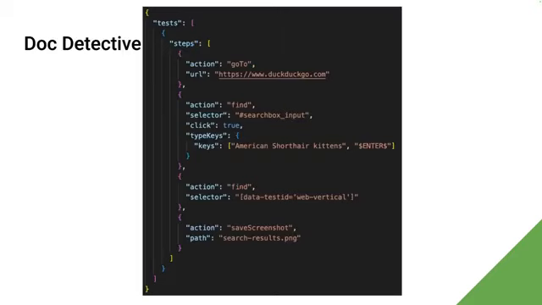And here is the equivalent test in Doc Detective. Doc Detective uses a JSON object, which you can find here. It's just a single test. And then we've got the steps. So we go to duckduckgo.com. We find the search box, and then we type in a string. We wait for the search results to appear, and then we save a screenshot.